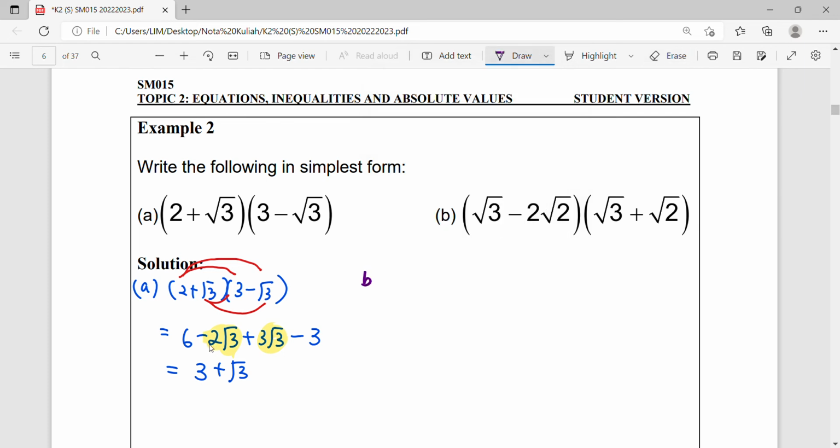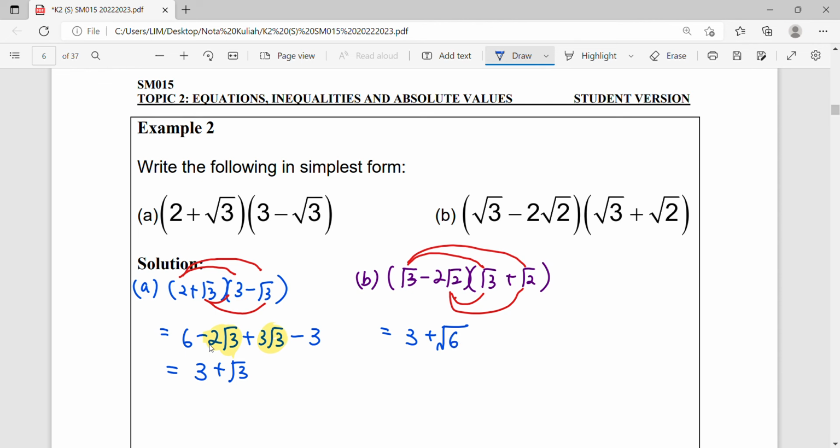So for question B, surd 3 minus 2 surd 2 times surd 3 plus surd 2. Expand. Surd 3 with surd 3. Surd 3 with surd 2. Continue. Second term. Negative 2 surd 2 with surd 3. Then with surd 2. Okay, so what's your answer here? Surd 3 with surd 3 becomes a square, right? So it becomes 3. Then surd 3 and surd 2, they can come under the same surd, becoming surd 6. 3 times 2 together under the surd.